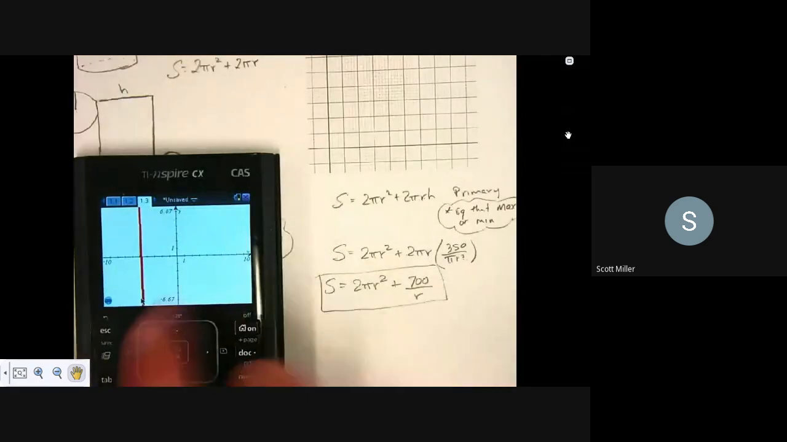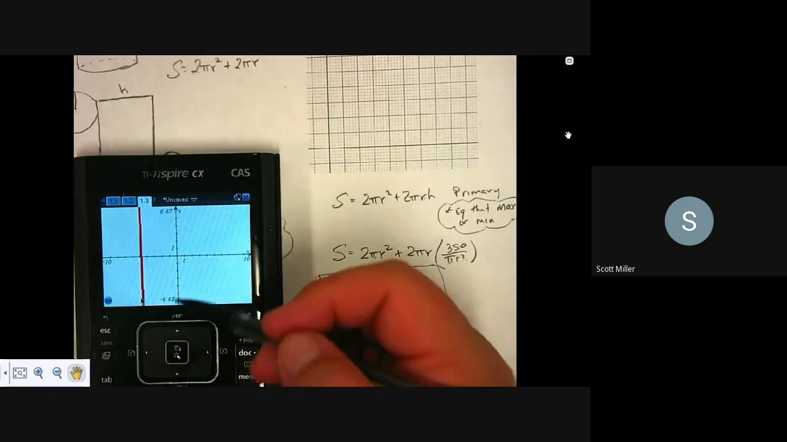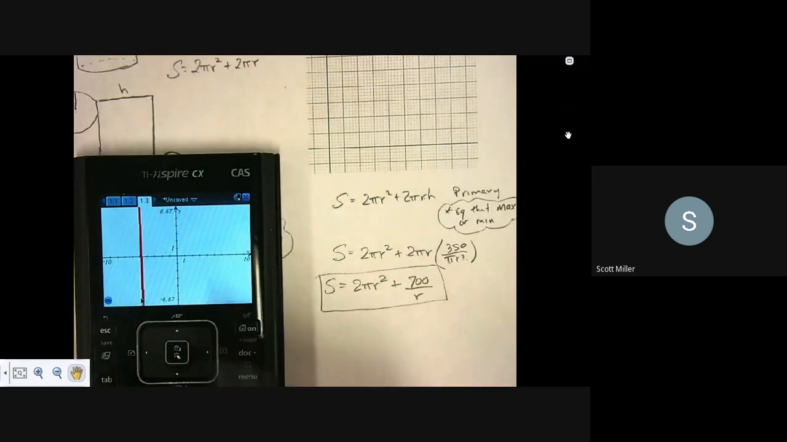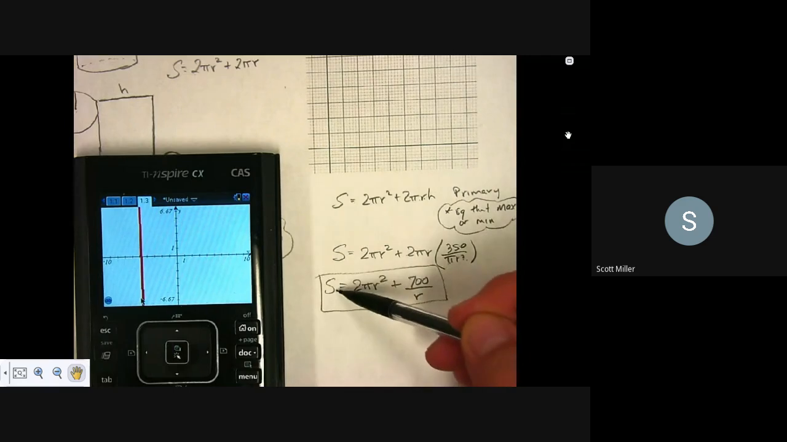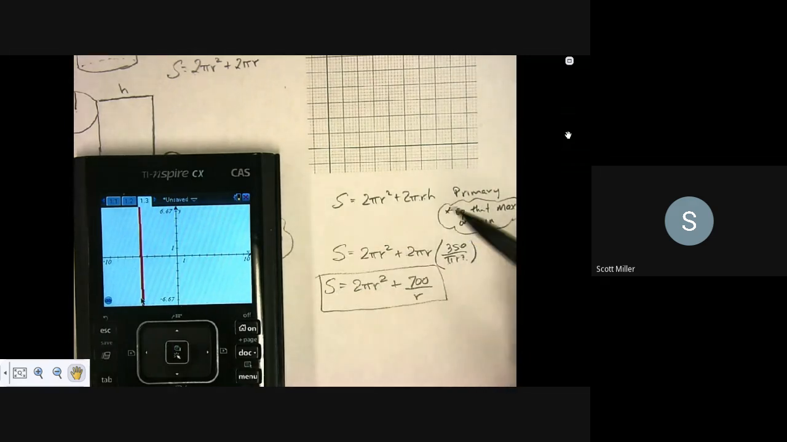Now, we need to think about this for a minute because this is a real life problem. The X value on my graph calculator is the radius. Can the radius be a negative value? No. So you see over here, these are all negative values. I don't need these. The other variable is S, the surface area. Can the surface area of a can be negative? And the answer to that one is no also.